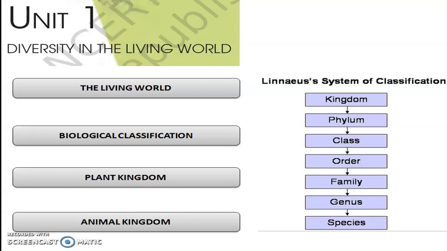This field of classification in biology is called taxonomy, the branch of taxonomy. The word taxon means category. In this unit, you will be familiarized with new scientific terms. So you shouldn't be worried. You'll be getting a lot of new terms. For example, as mentioned, kingdom, phylum, class, order, family, genus, and species. What each term means, we'll be dealing with when we do the unit 1 chapters. So the details of this we will be doing in the later videos.